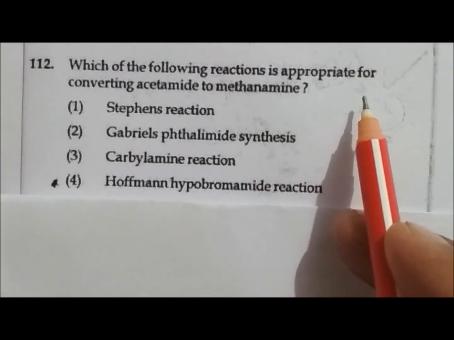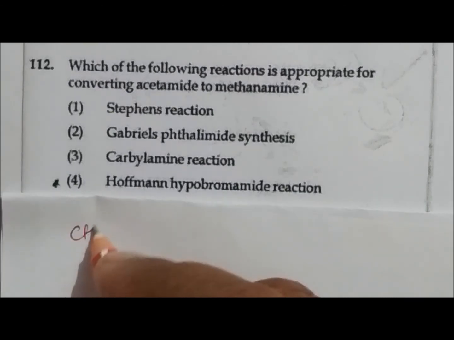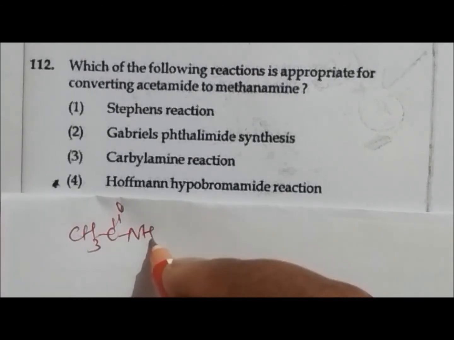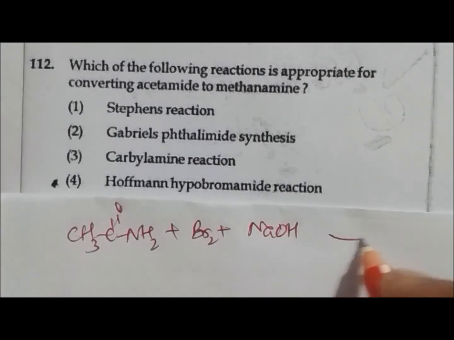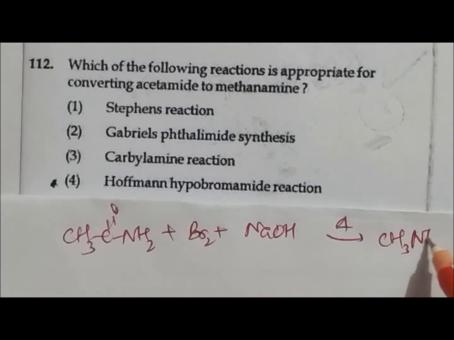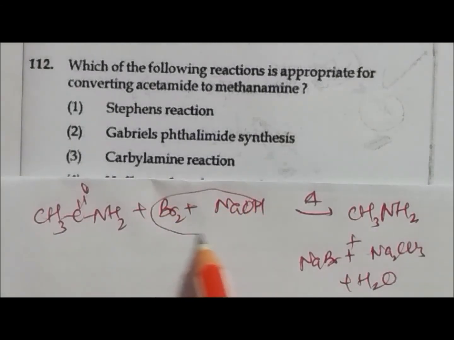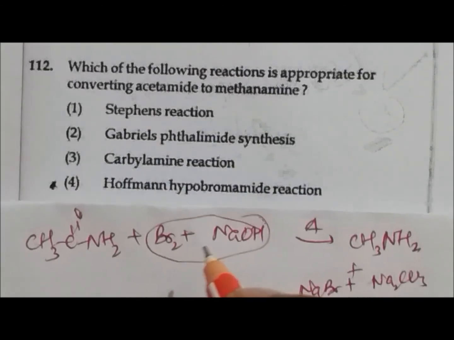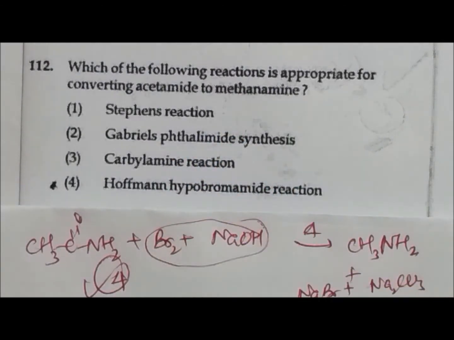Which of the following reactions is appropriate for converting acetamide to methanamine? So let us see the reaction. This is acetamide CH3CONH2, and if you use Br2 plus sodium hydroxide as the reagent, it will convert into methanamine, plus NaBr, plus Na2CO3, and water. This itself tells you the reaction is the Hofmann bromamide reaction. So answer 4 is our correct answer. First, second, third are wrong answers.